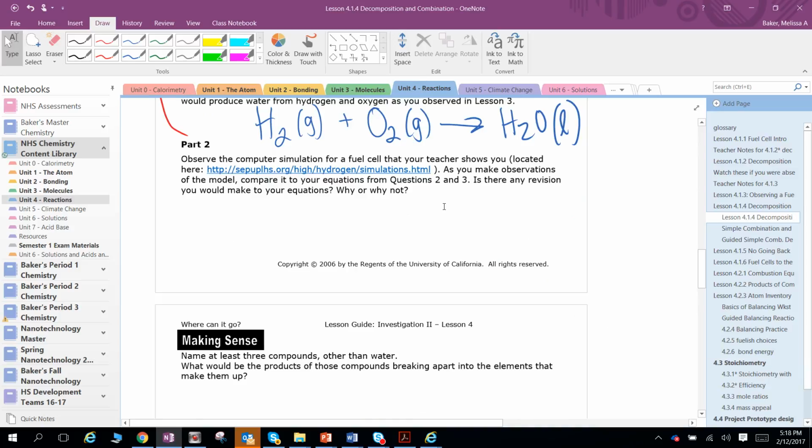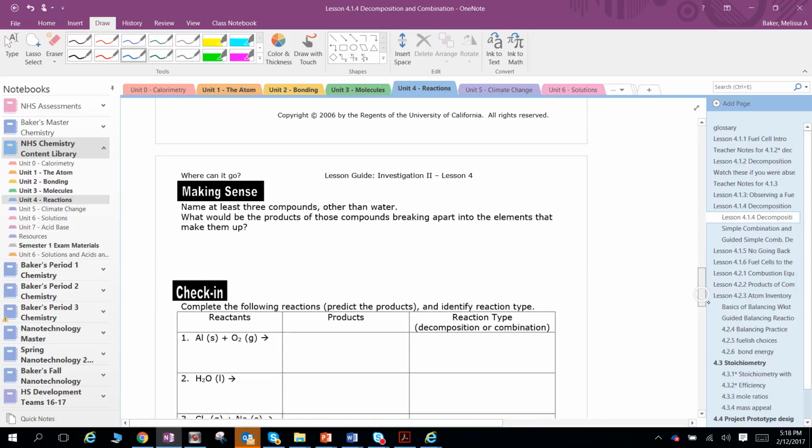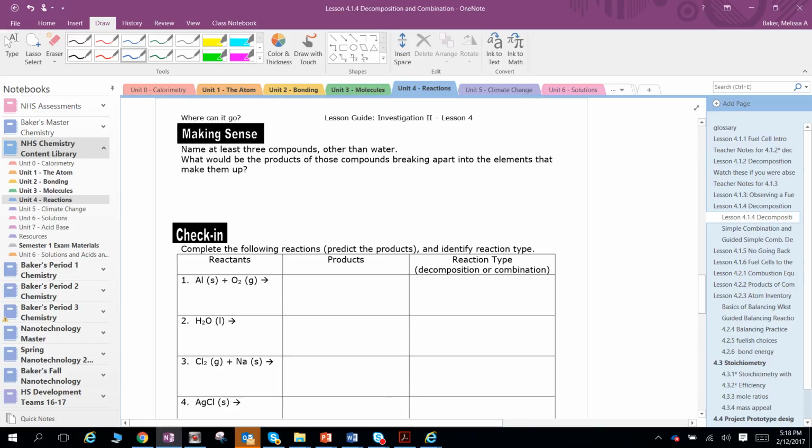Then it wants you to watch the computer simulation for the fuel cell so that you can see kind of what's going on there. And I do recommend doing that. So take a couple minutes and watch the simulation so you can see how the atoms were breaking apart and forming new bonds. Name at least 3 compounds other than water. What would the products be of those compounds breaking apart into the elements that make them up? So you can choose anything.